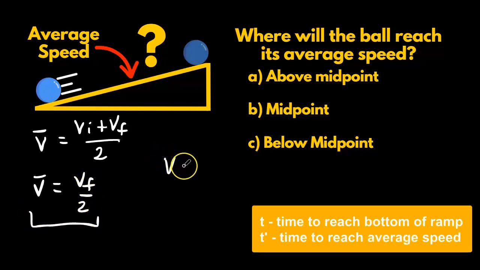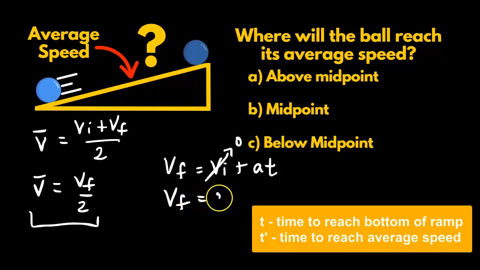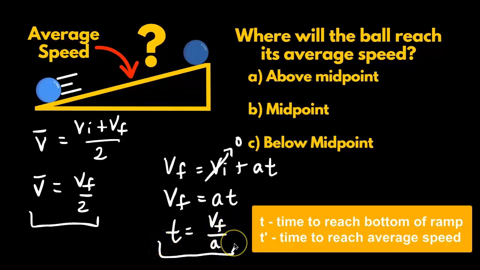Next, we're going to use one of our kinematic equations: Vf equals Vi plus At. This basically tells you that if you know the initial velocity plus the acceleration times the time, you can calculate the final velocity. Since the initial velocity is 0, we know that the final velocity is equal to At. When the ball rolls all the way to the bottom of the ramp, the time will equal Vf divided by A. I'm going to go ahead and bracket this here as well because we'll come back to that in just a moment. But what if our final velocity is the average speed?